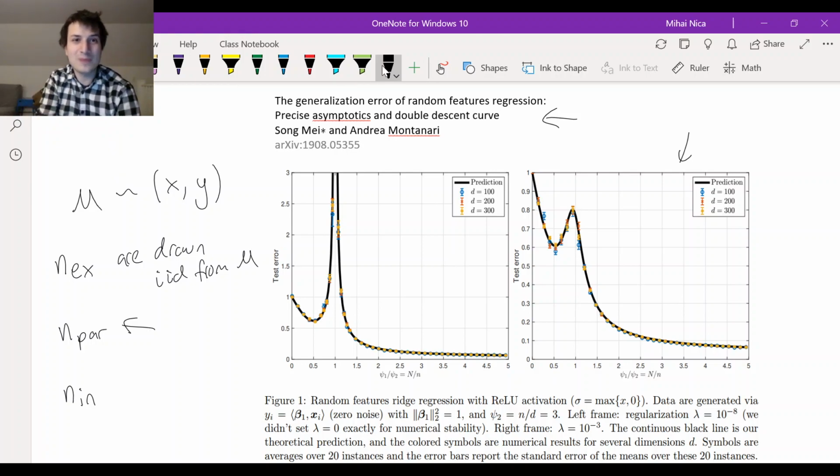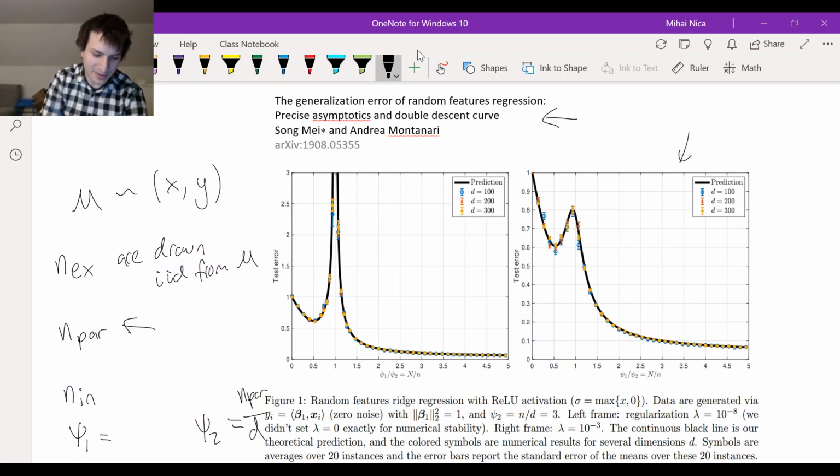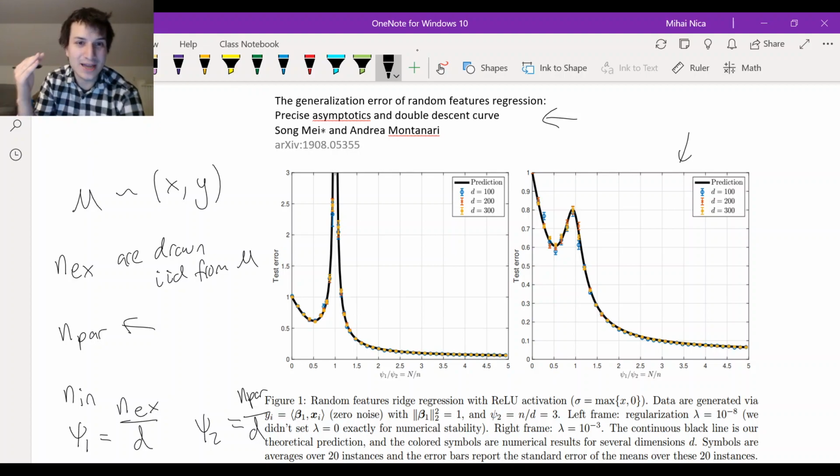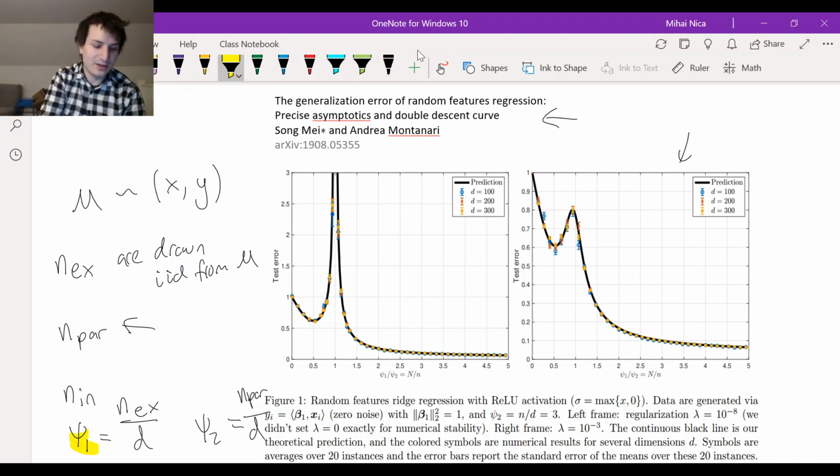And what this paper did is they looked at a limit where all three numbers are going to infinity, but their ratio is staying constant. So they gave these things names. Let's call phi 2 the number of parameters divided by the dimension, and phi 1 the number of examples divided by the dimension, if I'm not mistaken. And they looked at the generalization error and how it depends in this limit on phi 1 and phi 2.